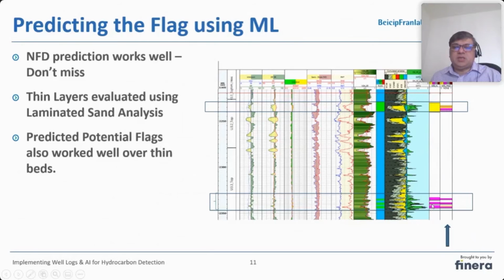Similarly, this pink section is also interpreted, which means the thin layers are also determined correctly in the classification. Similarly, these are very thin, very narrow, but they are still predicted. So that's a good outcome for the first well.